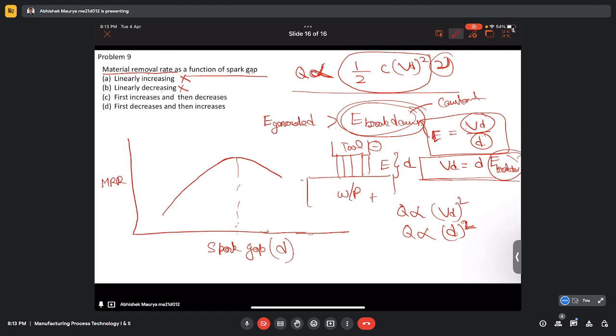This happens because there is a term which is frequency. If we increase the spark gap, then the time for the spark to travel from the tool to the workpiece will increase. If it increases, then the frequency will go down. If we increase the gap very high, the frequency will go down, and if the frequency goes down, then MRR will also go down. So there is some optimum gap so that MRR is maximum because of the frequency term as well as the VD term. So the correct answer is: first increases then decreases, C.